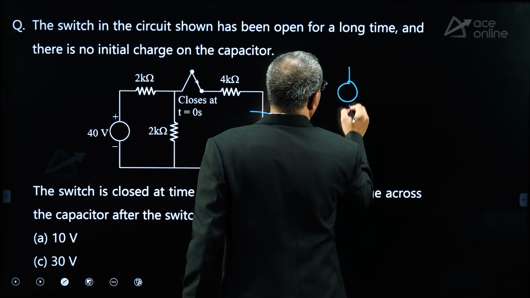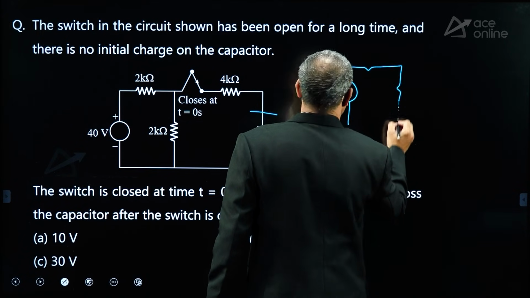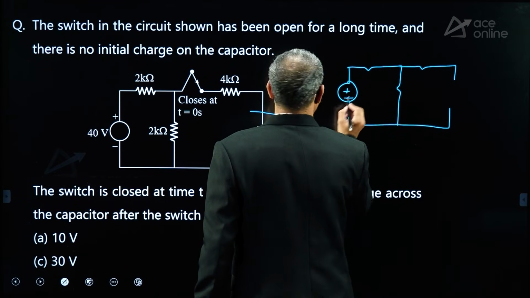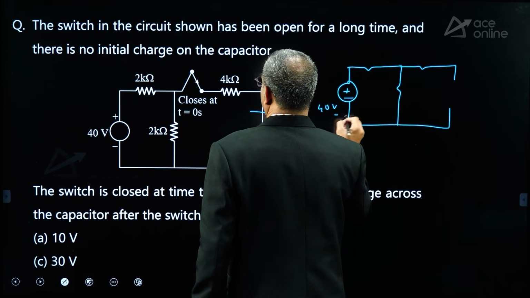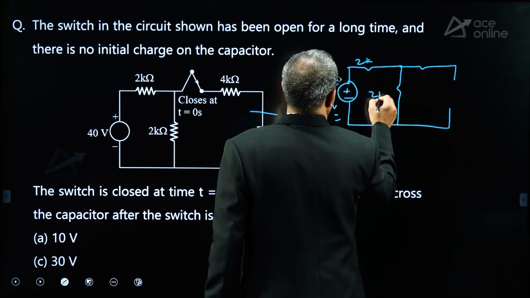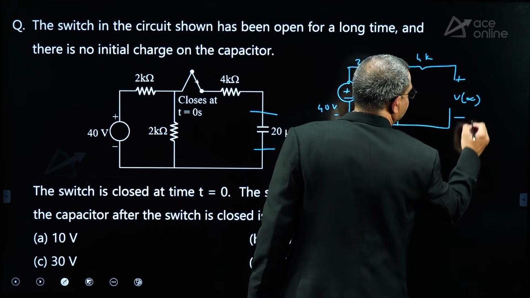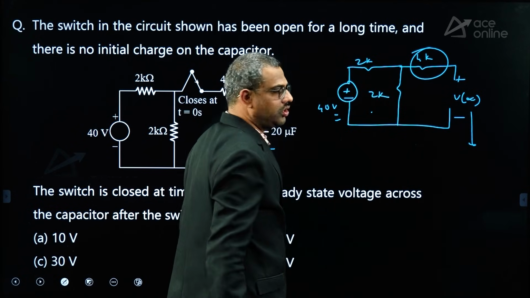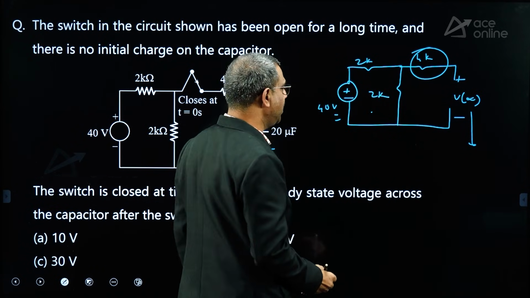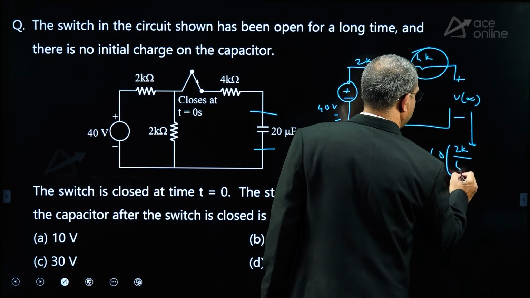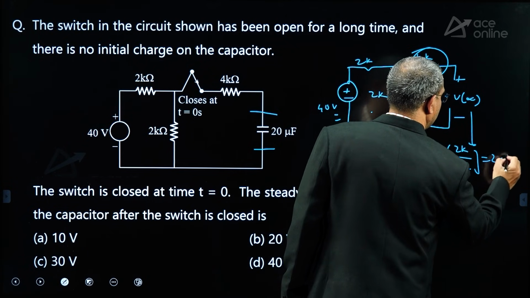So this is the final circuit in steady state. These two are there and this is open circuit. The capacitor is an open circuit. Clearly the source is 40 volt, with 2 kilo ohm, 2 kilo ohm and 4 kilo ohm. Now I want this open circuit voltage V of infinity, steady state. Can current flow here? No. These two are equal in series. So by voltage division, this voltage is total voltage into the same resistance by the sum. So the answer is 20 volts.